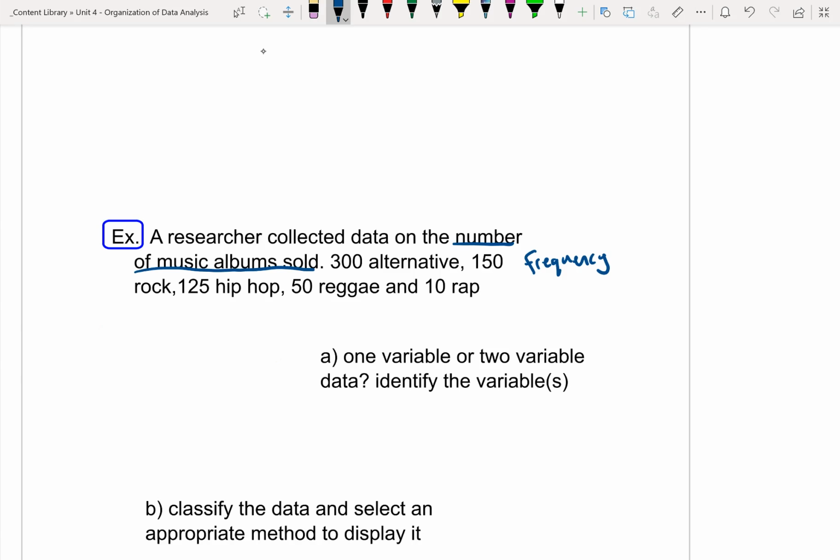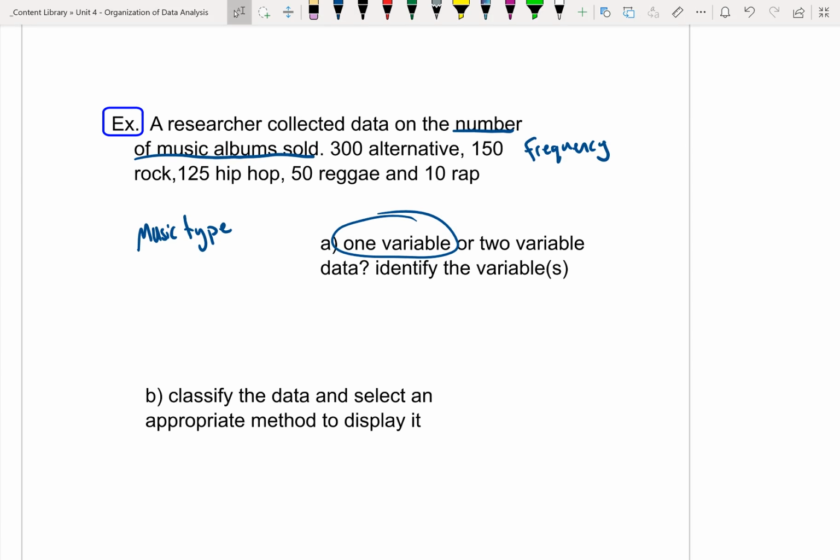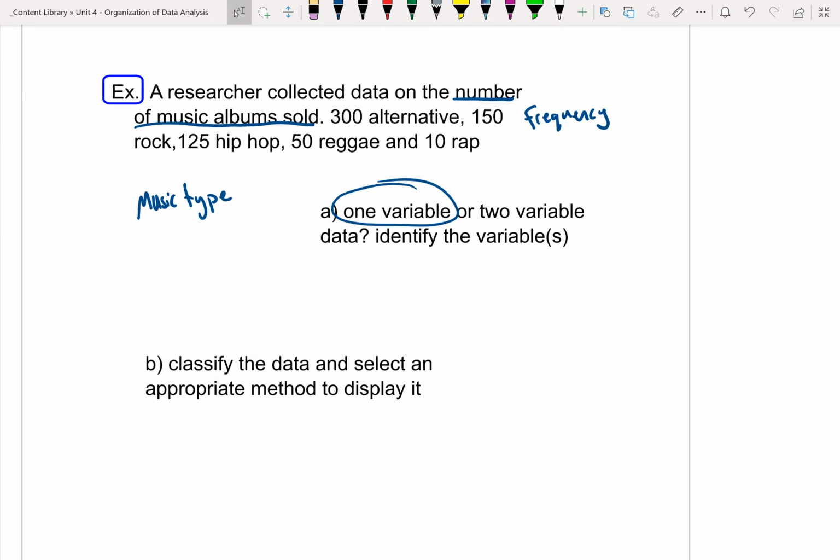So this would be considered one variable data because I'm looking at just the music type. The frequency doesn't count as a variable because that's just what I'm adding up or how many I have of each variable. So it's one variable data and I'm looking at music type. If I want to classify the data or the variable that I'm looking at and try to select an appropriate method to display it.